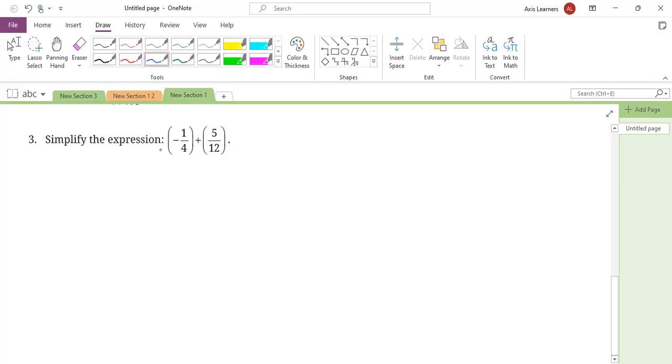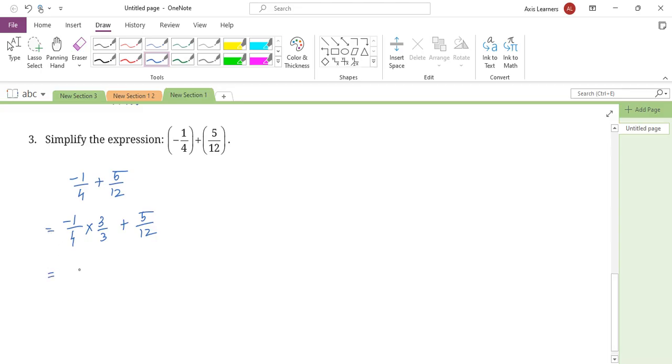See the next one. Simplify the expression minus 1 by 4 plus 5 by 12. We did this kind of question in the last exercise. First we need to make the denominator equal. Minus 1 by 4 plus 5 by 12. Okay, see the denominator. The denominators are different. So I need to make the common denominator by multiplying the first term by 3.